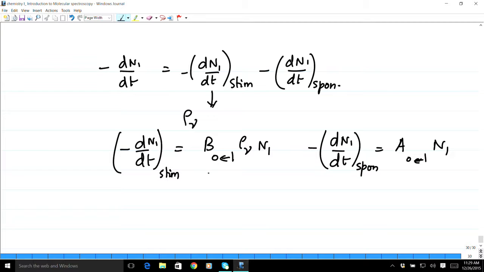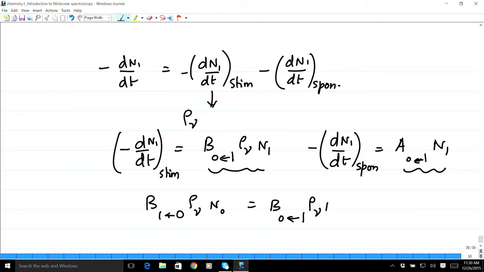So, the total rate is the sum of this and that, and this is the rate of change of N1 to N0. Therefore, this is the same as the rate of formation of N1. So, if you equate these two, what you have is B 0 to 1 rho nu N0 equals B 1 to 0 rho nu N1 plus A 1 to 0, that is the rate coefficient, times N1.